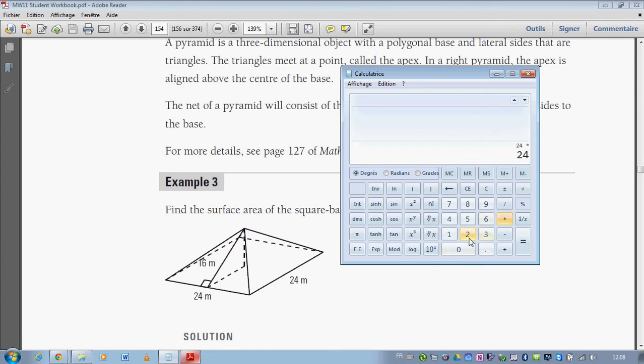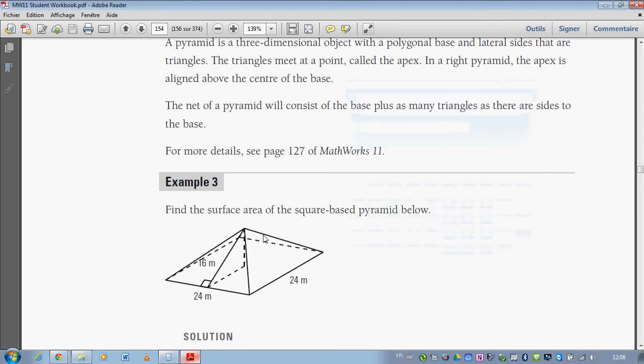So 24 times 24. So the area of the base of your square-based pyramid is 576 meters squared. So I just jotted down that number. And now what you've got to do is figure out the area of each one of these triangles, and then add them all together.